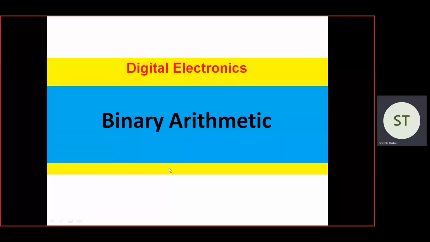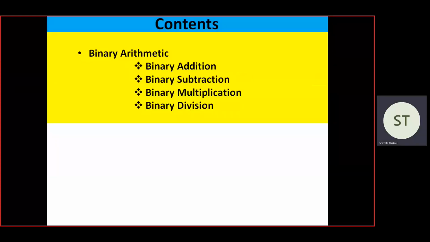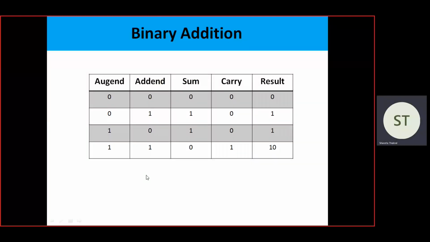In this lecture, we are going to discuss binary arithmetic. Binary arithmetic means we are going to discuss the four arithmetic operations. They are performed on the binary numbers. The first is binary addition, second is binary subtraction, third is binary multiplication, and fourth is binary division. So first we are going to discuss binary addition.